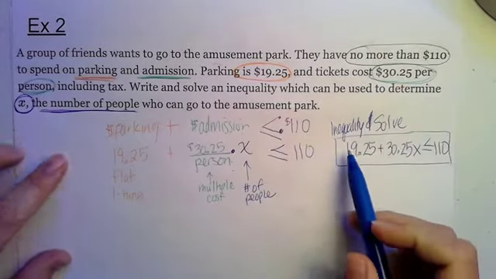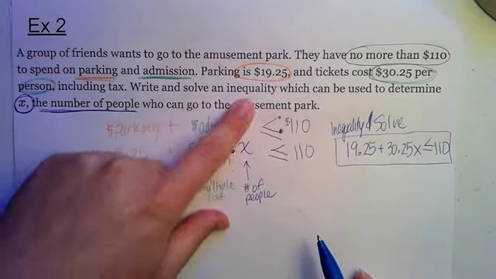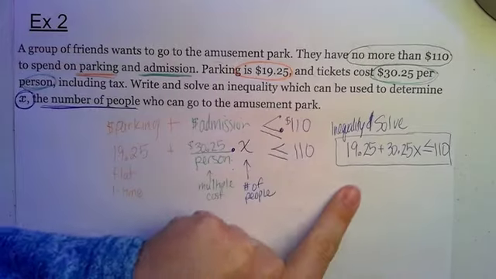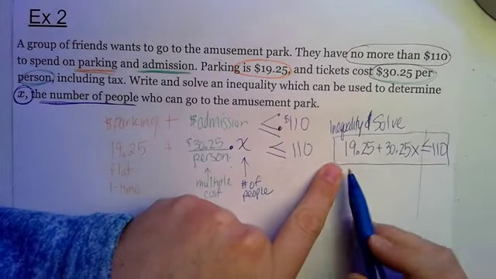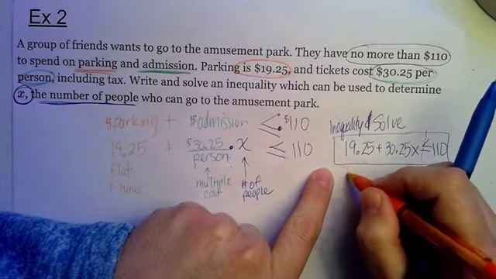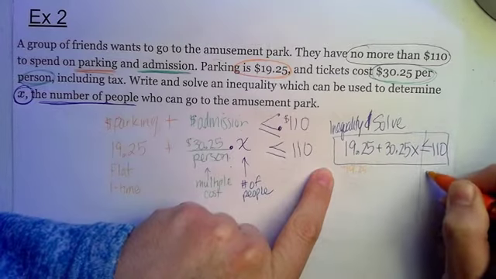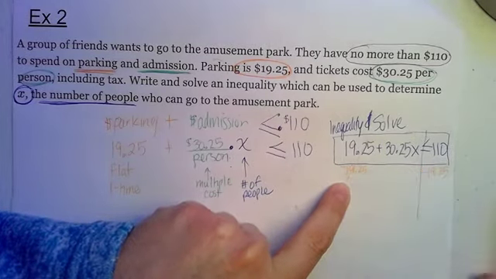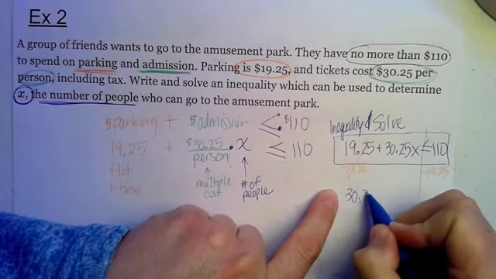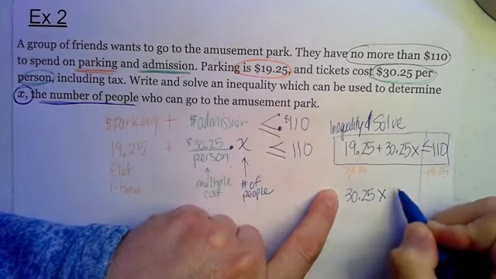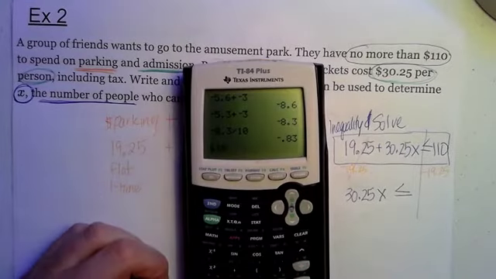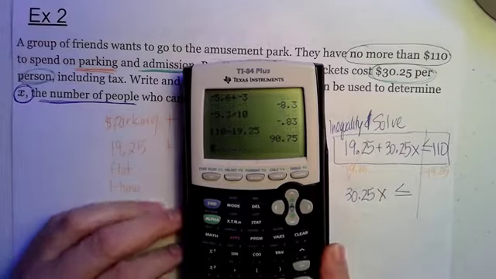And we have to solve it. Write and solve an inequality. So this is the inequality, and now we're going to solve it. We have a little wall here, so we're going to start by subtracting 19.25. And again, I'm going to use my calculator. So that leaves me with $30.25 times X is less than or equal to, I'm going to use my calculator, 110 minus 19.25. There we go.